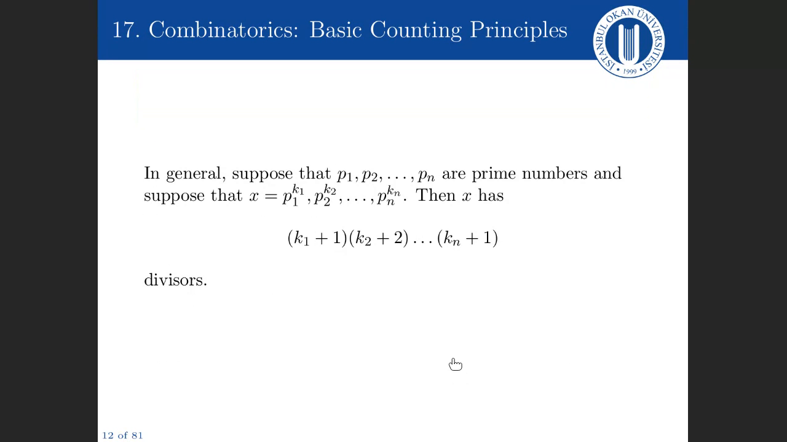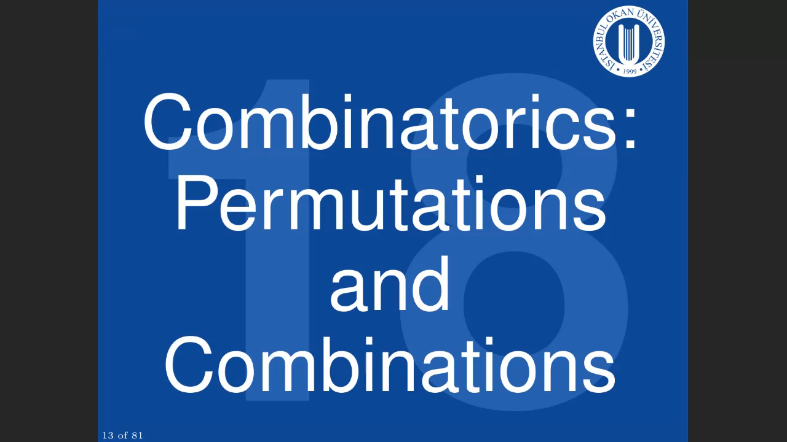In general, we have a formula. Let's suppose that P1 up to Pn are prime numbers, and suppose that a number x is P1 to the power K1. There's a typo here. Multiplied by P2 to the power K2, multiplied by P3 to the power K3, etc. Then this number x has K1 plus 1, K2 plus 1, etc. divisors.